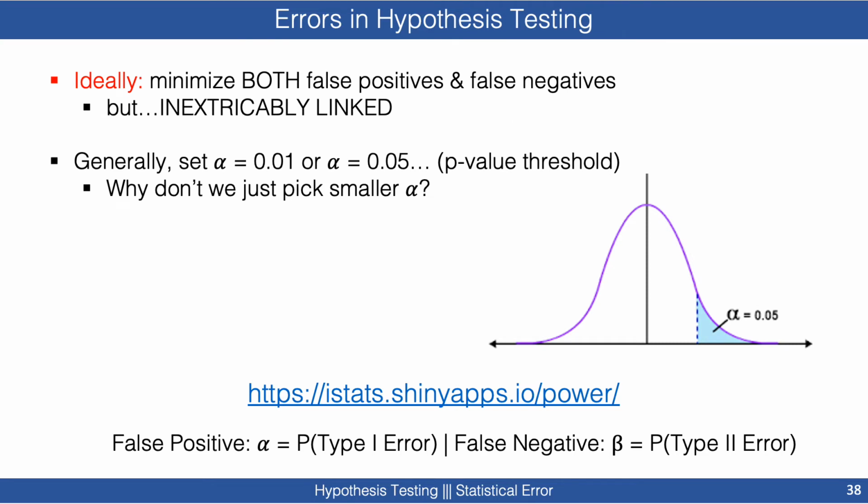So why not design experiments that are perfect, where you will never fail to reject the null hypothesis when the null hypothesis should be rejected, and you always reject it when it should be rejected? Why can't that be done?